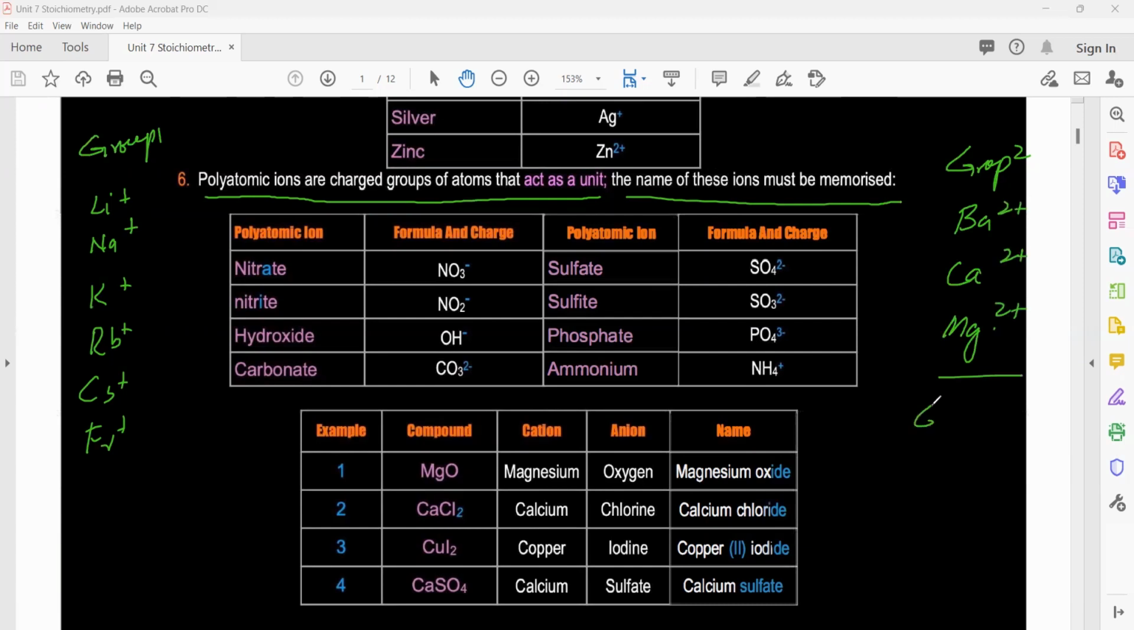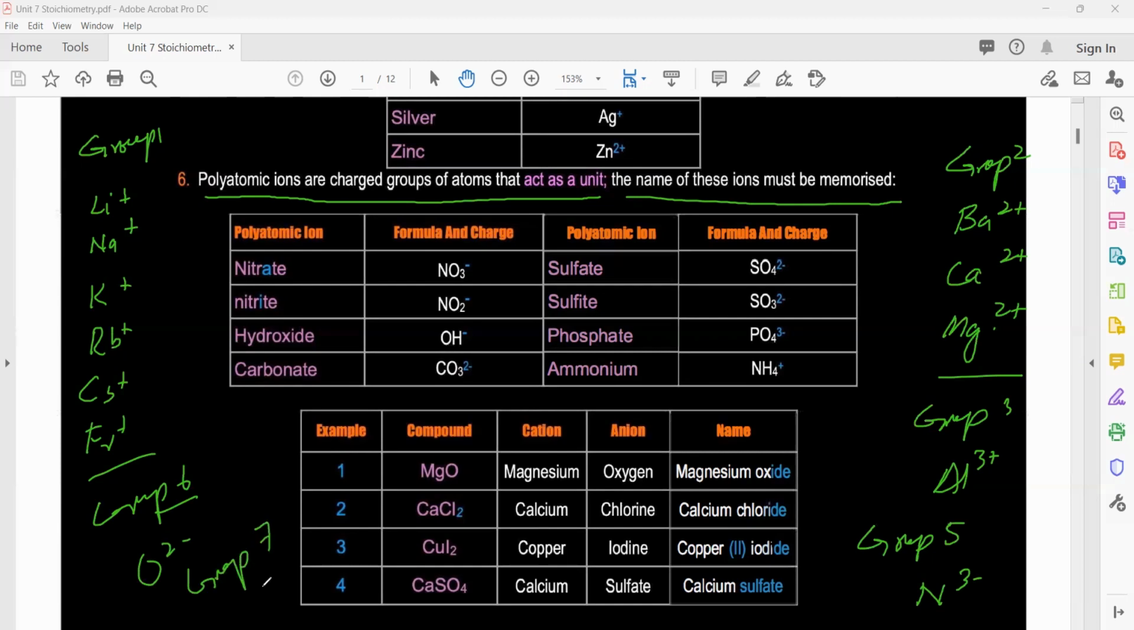Then if you have group 3, you have aluminium, 3 plus. Group 5, sorry, you have nitrogen, which is 3 minus. If you talk about group 6, you have oxygen, 2 minus. If you talk about group 7, chlorine is minus 1, fluorine minus 1, bromine minus 1. So you can see all these are elements.